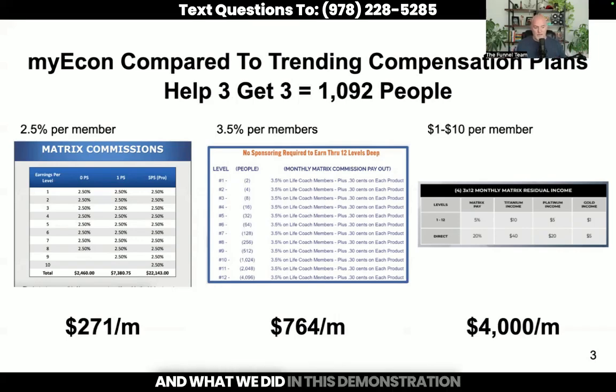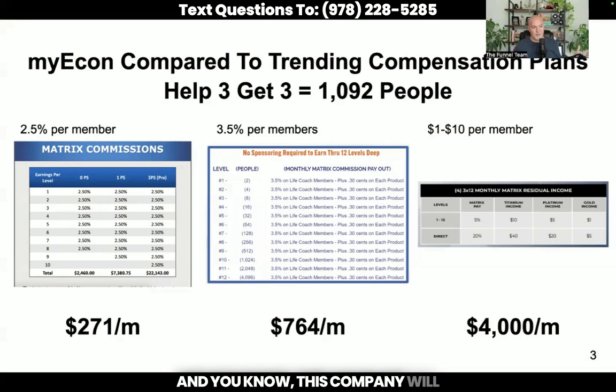What we did in this demonstration is a basic math of help 3 who get 3, meaning you personally sponsor 3 people, they sponsor 3 who sponsor 3, and then that cascades down to 1,000 people. So if you went down in a matrix format of 3 who get 3 all the way out, the math would be 1,092 people. If you were to add all of this up with other companies out there, one of them is 2.5% per member. That really doesn't add up.